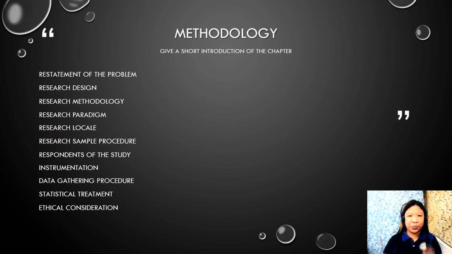Okay, so let's start with how to write the methodology part of your paper. You need to give a short introduction of the chapter, and you need to include some sub-levels under the methodology part. We have here the restatement of the problem, the research design, the research methodology, the research paradigm, the research locale, the research sampling procedure, the respondents of the study, the instrumentation, the data gathering procedure, statistical treatment, and ethical consideration. So let's discuss one by one.